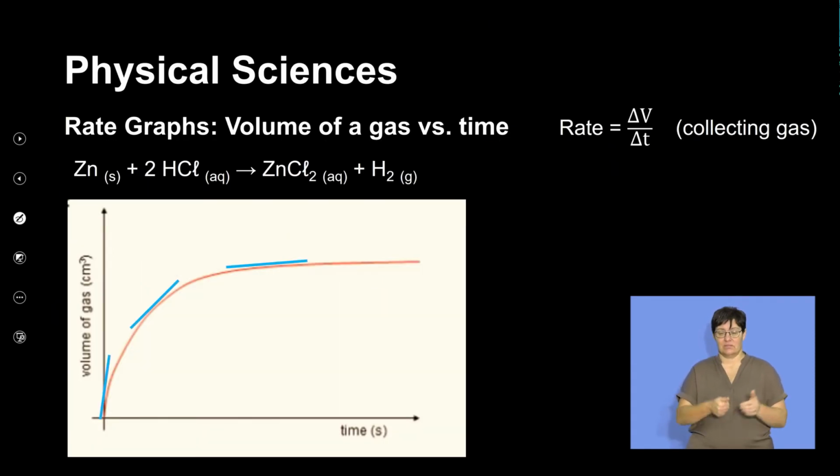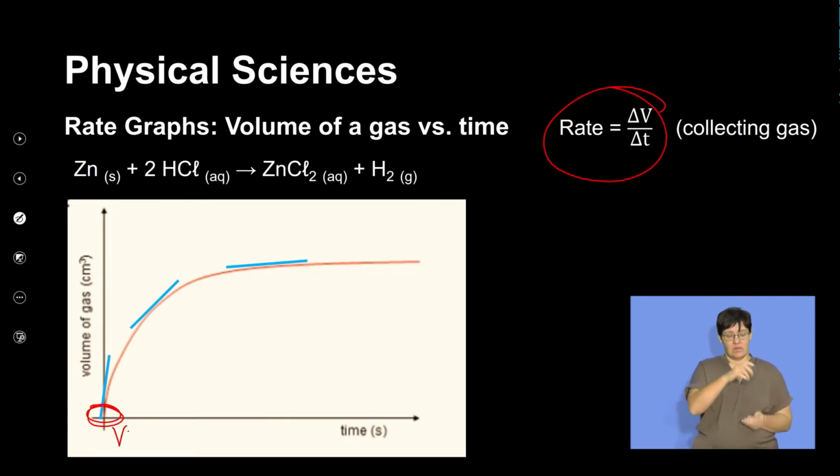When we go on to the next one, where we look at the volume that's been caught in a syringe over time, this is actually positive, because at the beginning we have a volume of 0.